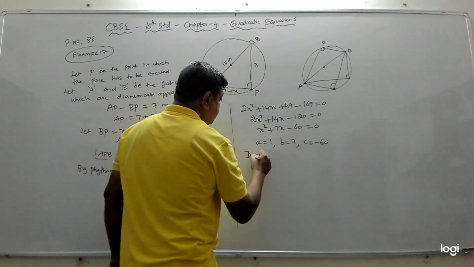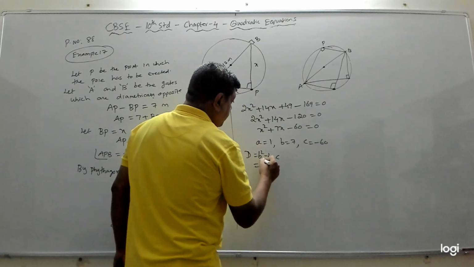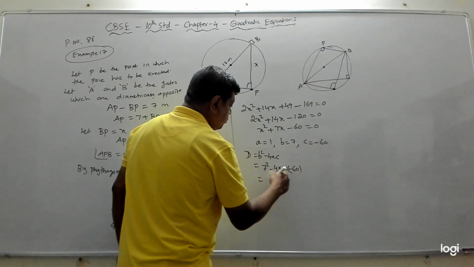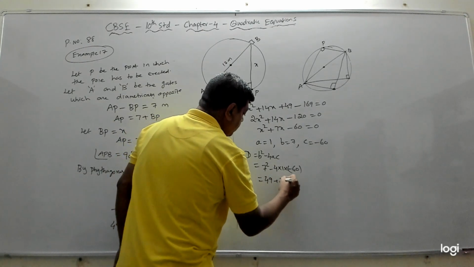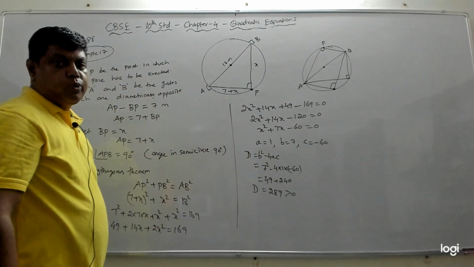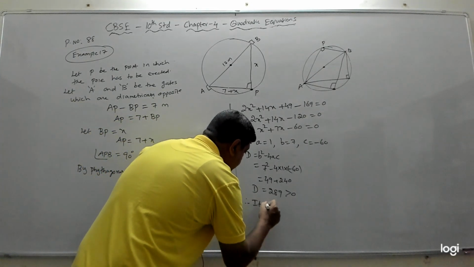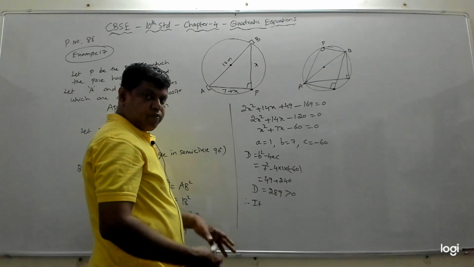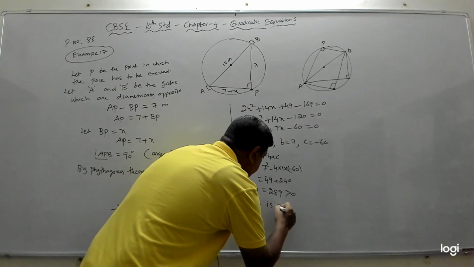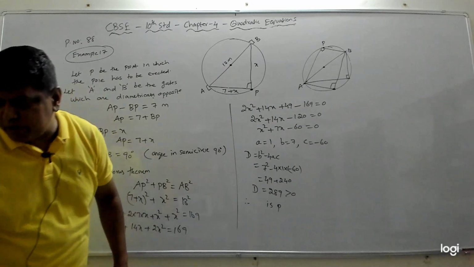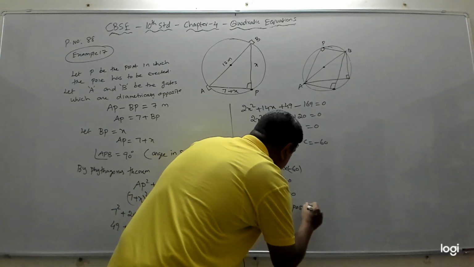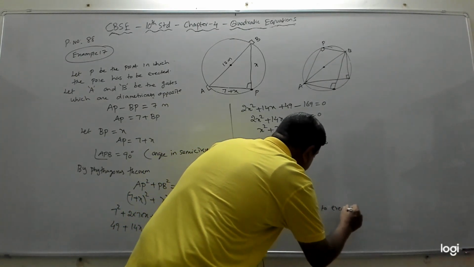Now what is D? Discriminant is b² minus 4ac. That is 7² minus 4 into 1 into c, and c is minus 60. You get 49 plus 240, which is 289. That is your D, and it is greater than 0. Therefore it is possible to erect a pole. D greater than 0 means the roots exist, we can find the solution. So we'll say yes, it is possible to erect a pole.